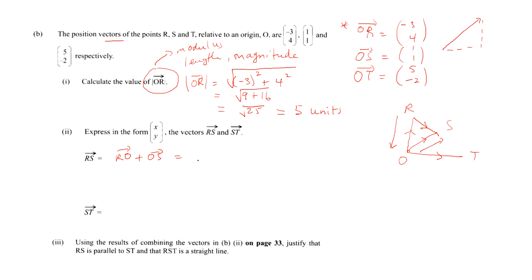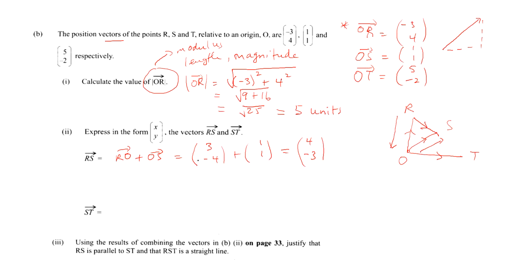We know what OR is. So therefore RO will be in the reverse direction. If you want to reverse the direction of the vector, you just have to change the signs. So this will become 3 and this will become minus 4. And we're going to add OS, which is 1, 1. This will give me 3 and 1 is 4, and minus 4 plus 1 will give me minus 3. Alright, so this is the vector RS.